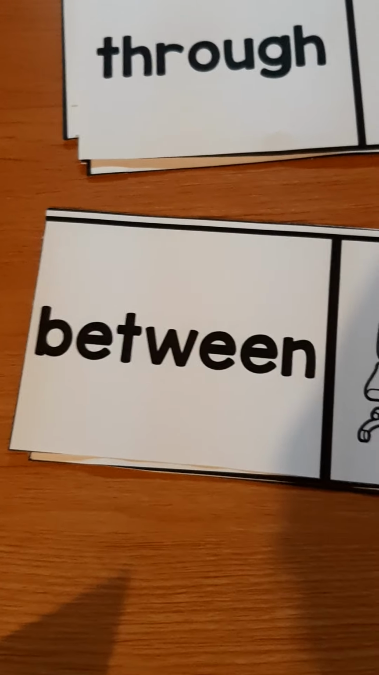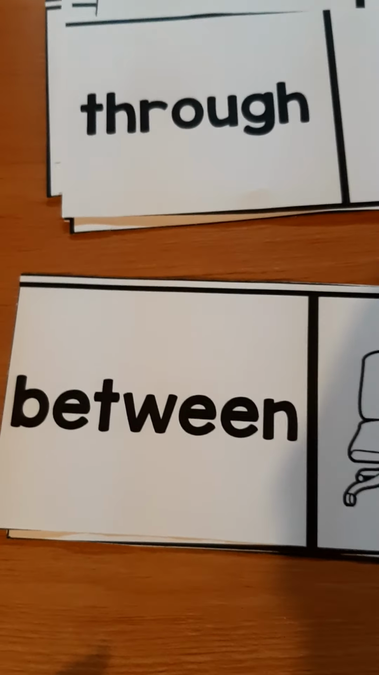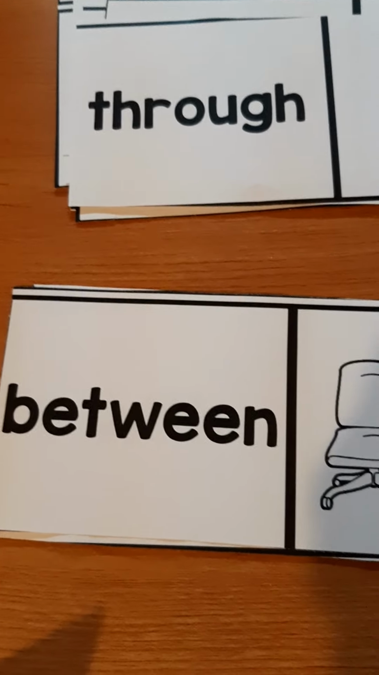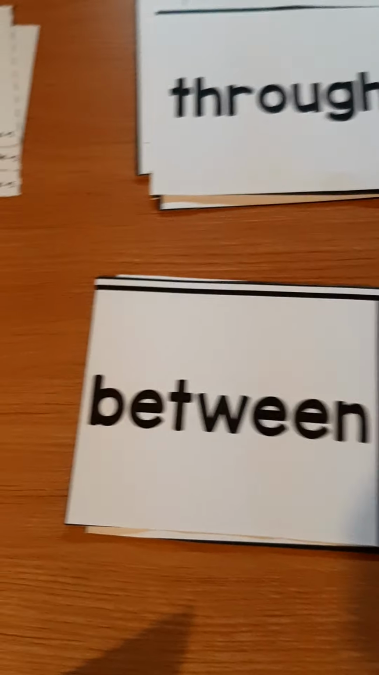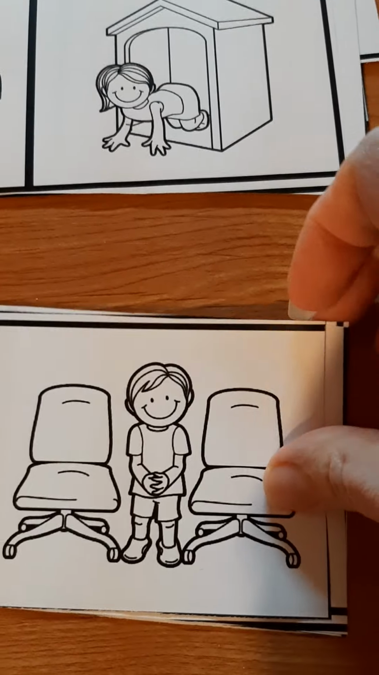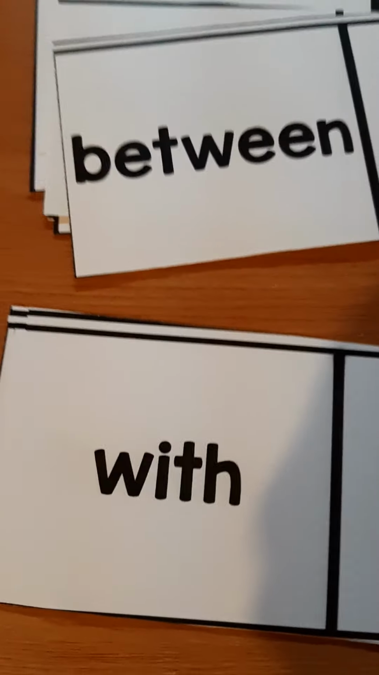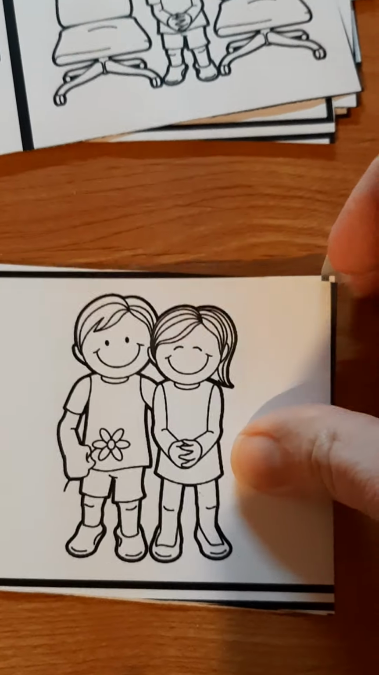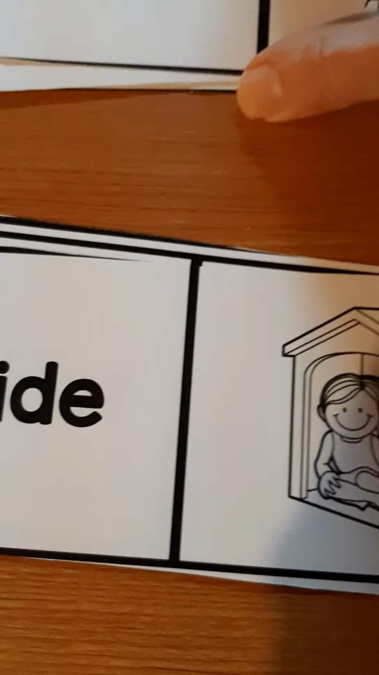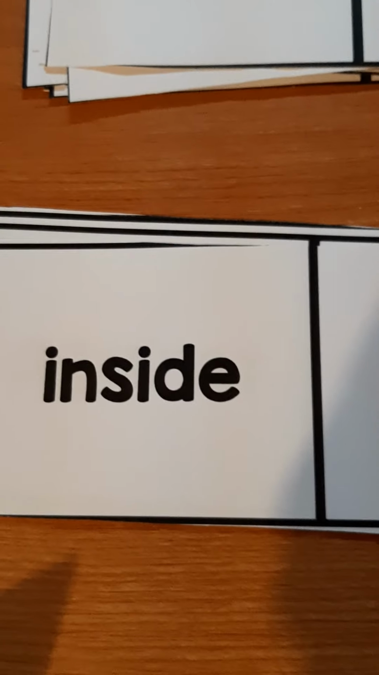And this is not an opposite, boys and girls. Now we're moving into words that don't have opposites. We just have to learn the positions. So this is the word between. Between. He's standing between the chairs. With is a position word because you can be with a friend. Position means where is the person.